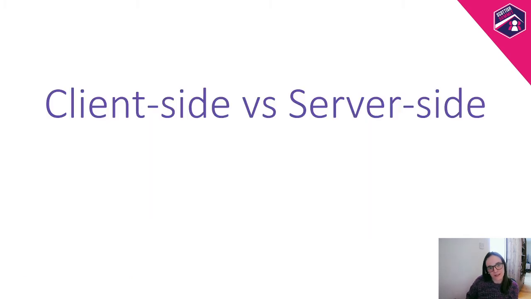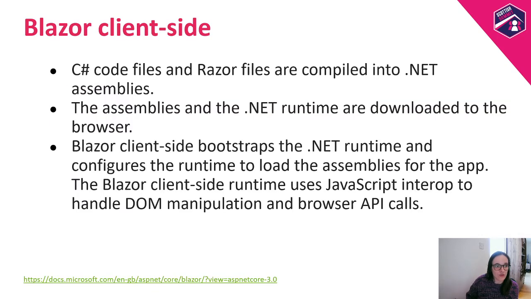So one of the main things to discuss when we're discussing Blazor is client side versus server side. So let's jump in and we'll chat about client side first. Blazor client side allows us to have C# code and Razor files compiled into .NET assemblies. The assemblies and the .NET runtime are then downloaded into the browser, and the Blazor client side bootstraps the .NET runtime and configures the runtime to load the assemblies for the app, and the Blazor client-side runtime uses JavaScript interop to handle the DOM manipulation and the browser API calls, and we'll go into what that means in a bit more detail in a few slides' time.